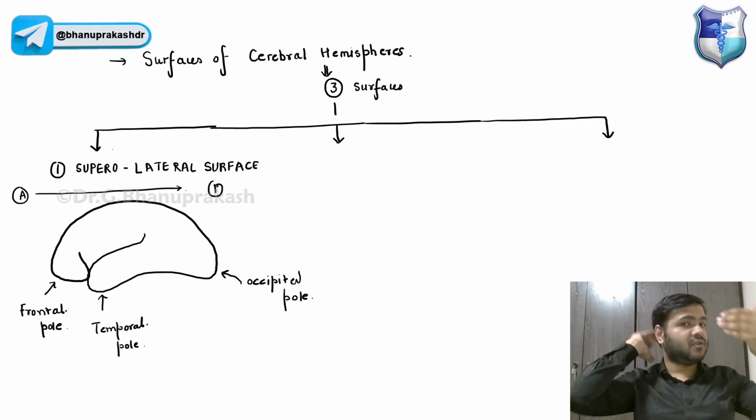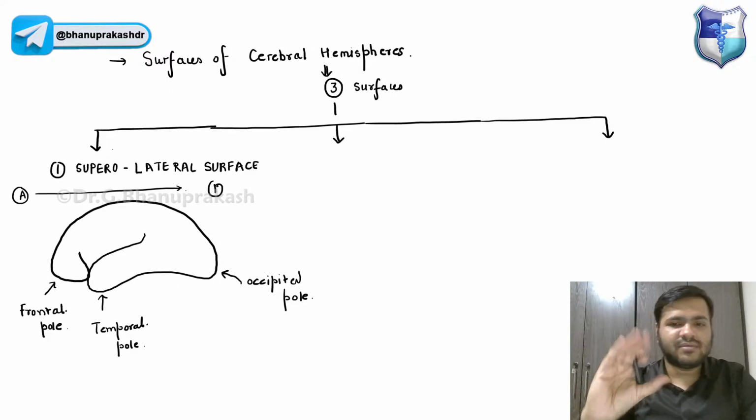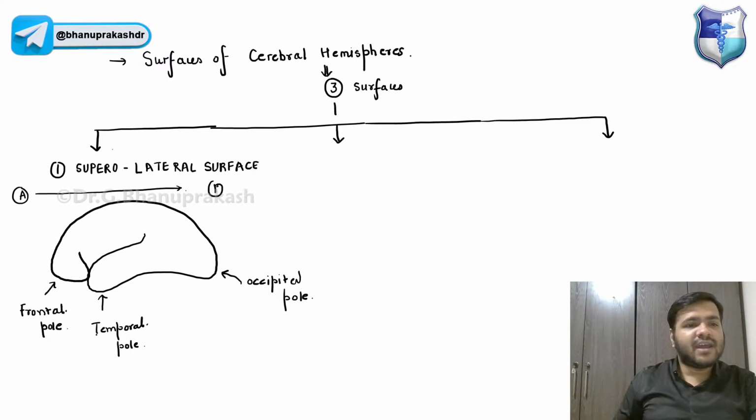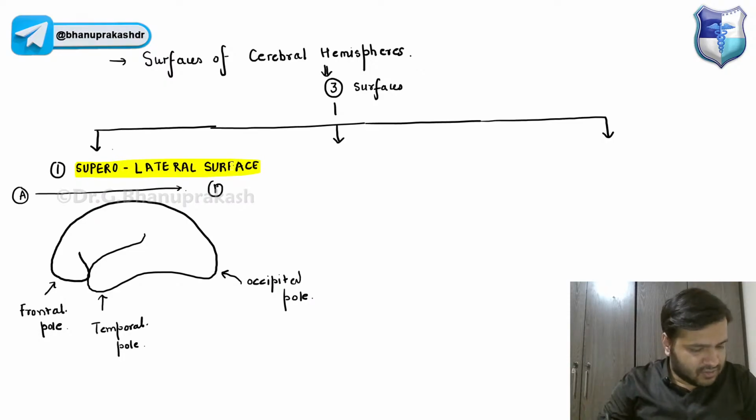Frontal pole हो गया, temporal और पीछे वाला occipital pole हो गया, right? So this is how it looks like. Whenever I will be teaching you the superolateral surface in detail, the sulcus and the gyri, you should remember this particular image.